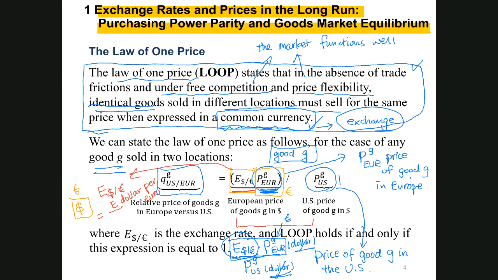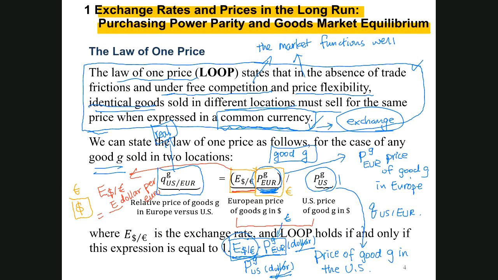This becomes the real term. A real term means I get rid of the effectiveness of the price, right? So that means how much Q US you are. So what does this mean? The real exchange rate of the good G in Europe versus in the US.